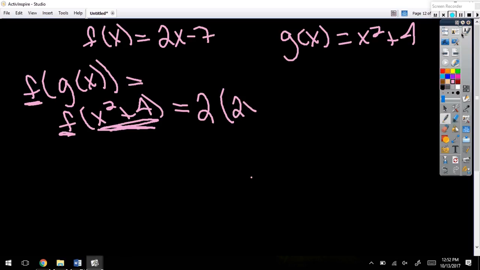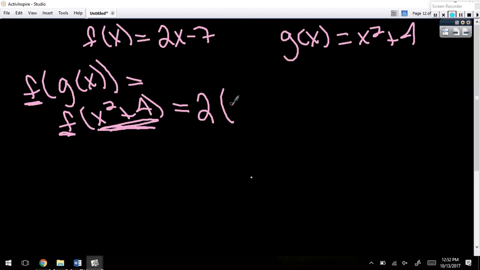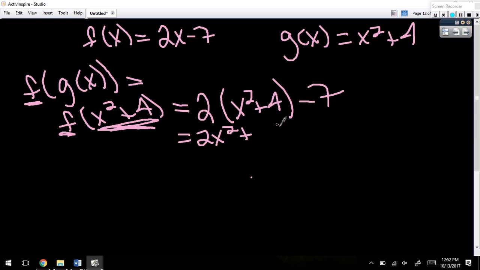It's not hard, it's just long. 2 times x squared plus 4, minus 7. So it's 2x squared plus 8 minus 7, which is 2x squared plus 1. That's it. Let's start our homework.